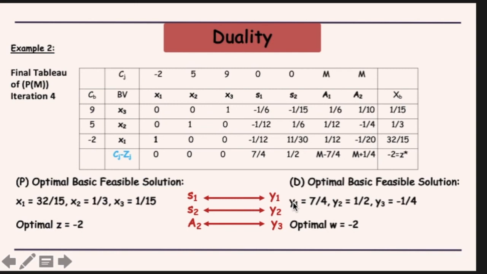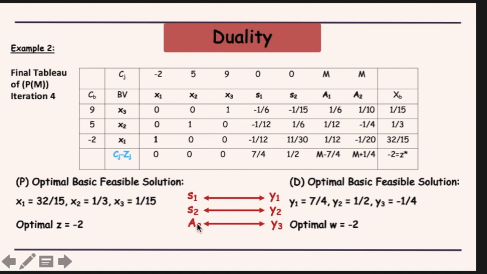Now since Y1 is associated with S1, we are going to look at the Cj minus Zj corresponding to S1, which is 7 by 4. So we will take it as it is, since it is a minimization problem. Now corresponding to Y2, the variable is S2, and for S2 Cj minus Zj value is half, so Y2 will also be half. It will be the same value again, since it is a minimization problem.